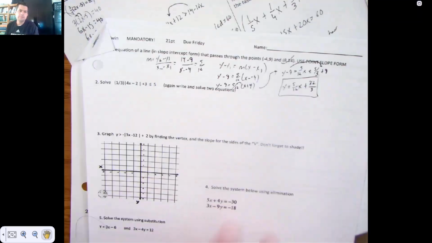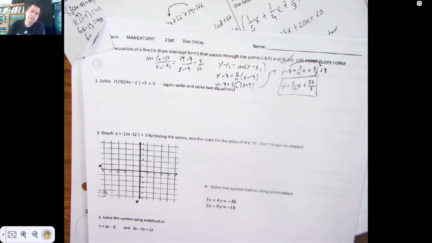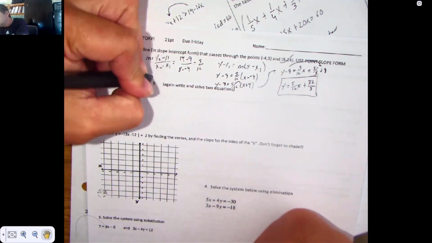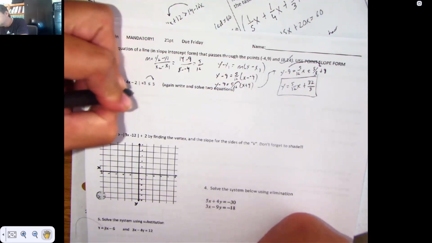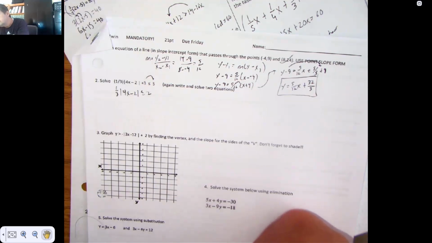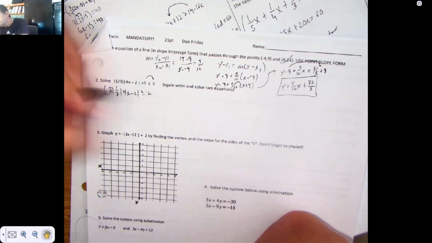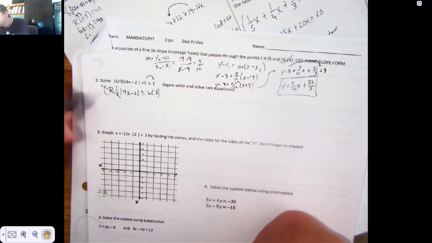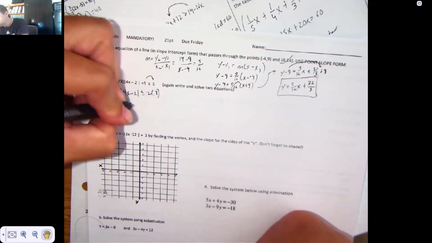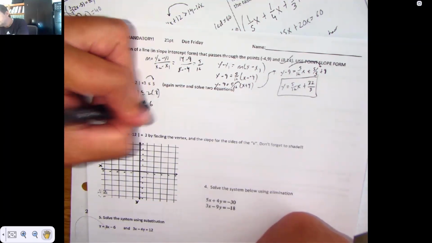A little harder than your basic questions because you had to find the slope. All right, solve 1/3 the absolute value of 4x minus 2, plus 3, is less than or equal to 5. Play the isolation game. We're going to subtract 3. 1/3 of the absolute value of 4x minus 2 is now less than or equal to 2. And now we're going to multiply both sides by 3, because that's going to cause a cancellation of that fraction. So the absolute value of 4x minus 2 is now less than or equal to 6.